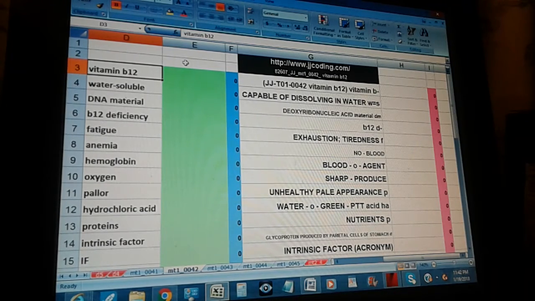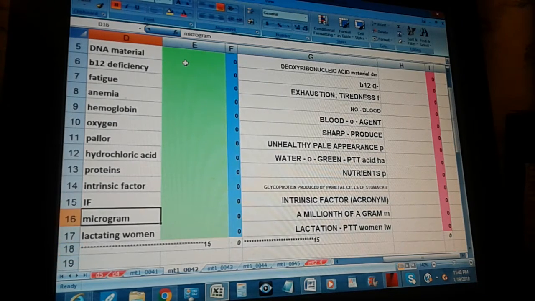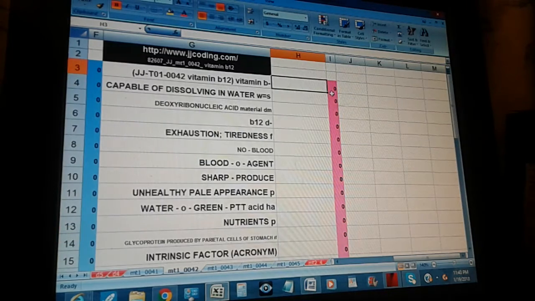So first, we're going to practice the pronunciation of the main terms. And it starts like this: vitamin B12, water soluble, DNA material, B12 deficiency, fatigue, anemia, hemoglobin, oxygen, pallor, hydrochloric acid, proteins, intrinsic factor, IF, microgram, lactating women.